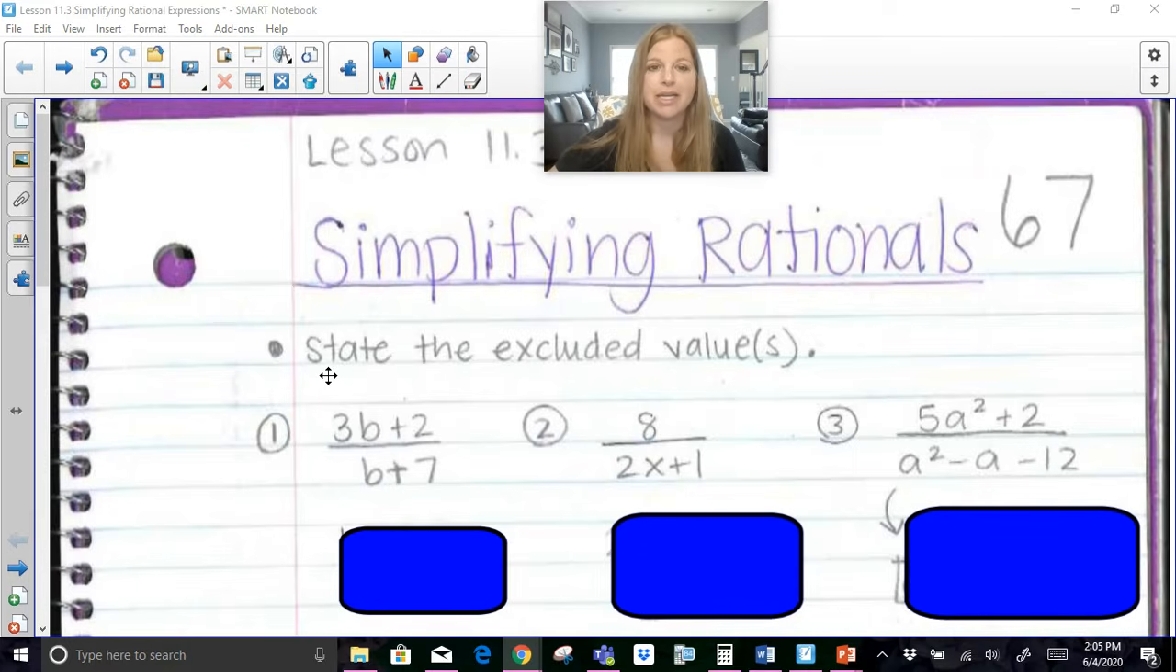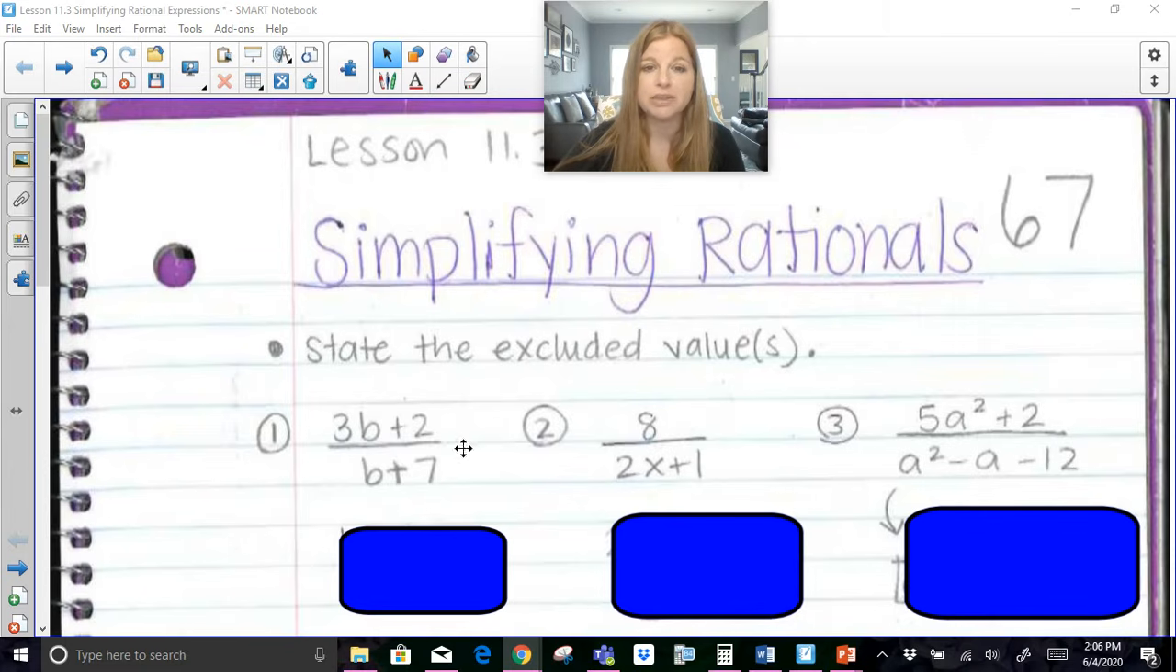All right, so here, first we have three problems. And again, it says state the excluded values. In my previous video, I told you that excluded values are the values of the variable in the denominator that it can't be. Because if it was that value, the denominator would be 0, and we know we're not allowed to divide by 0. So again, the excluded value solely is about the denominator, not the numerator. And it's what the value can't be, because if it was that value, the denominator would be 0, and that's impossible. So for this first one, 3b plus 2 over b plus 7.